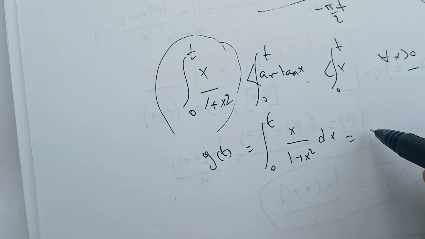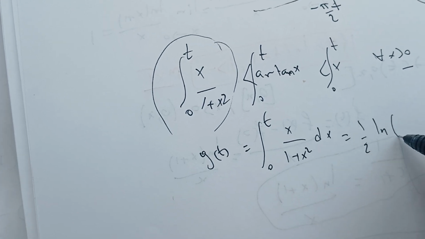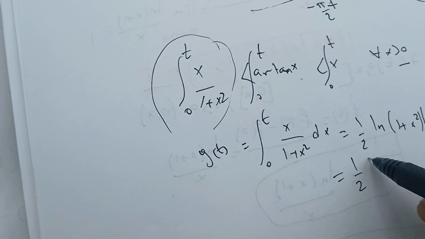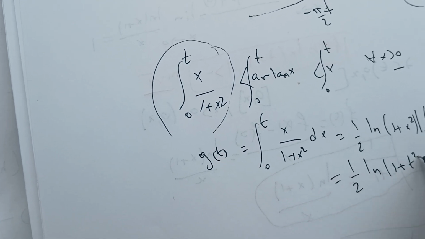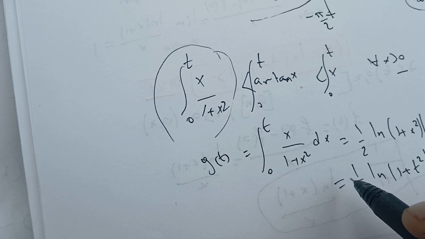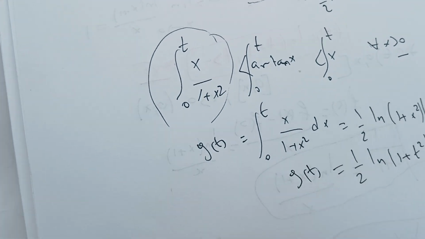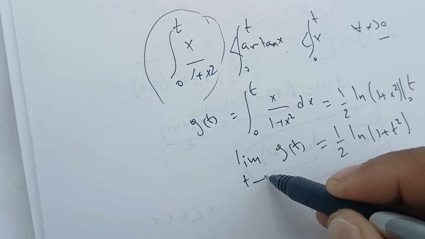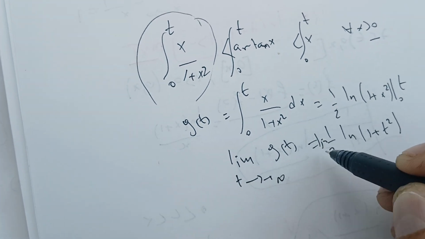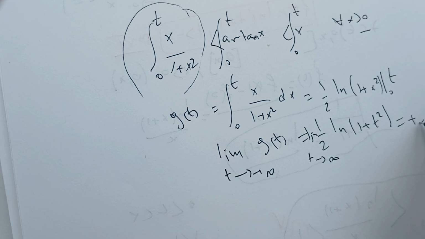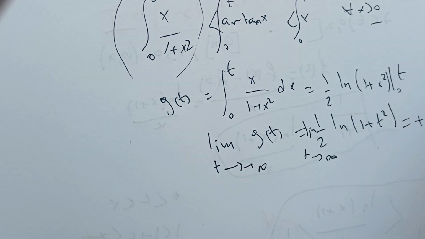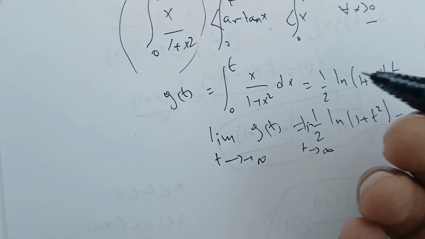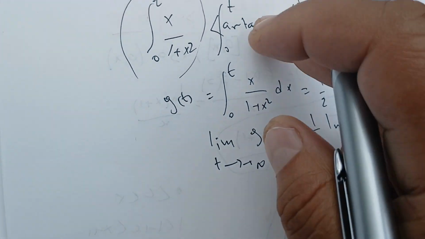Okay, so it's gonna be the integral from 0 to t of x over 1 plus x squared dx. So this is 1/2 the log of 1 plus x squared between 0 and t, and when we plug in the values we get 1/2 ln of 1 plus t squared minus the ln of 1, which is 0, so that is g of t here. So now we take the limit as t goes to infinity, which is going to be infinity because the log of t squared goes to infinity as t goes to infinity. That means that the limit is infinite.